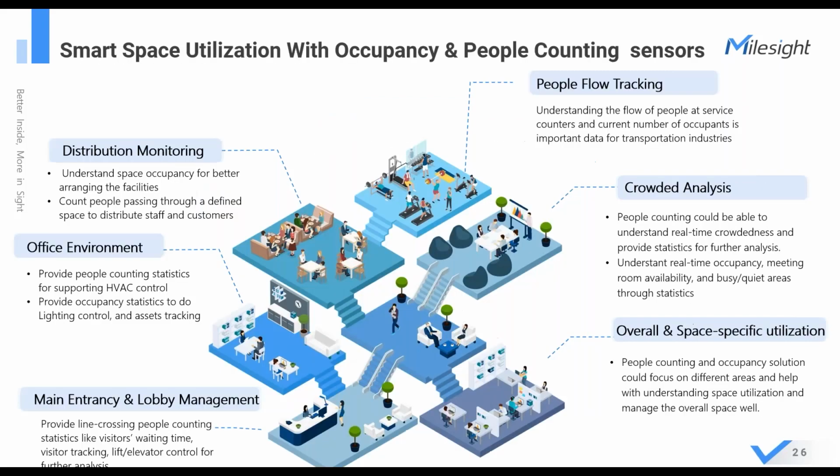Now, let's do a conclusion with the smart space utilization solution with both occupancy and people counting sensors. Please look from the down left, firstly, at the entrances. At the entrance of the commercial building, a VS132 will be mounted on the top of the gate frame for better covering a large area and monitoring the people flow of this building accurately. Users could analyze peak hours of the buildings and more.